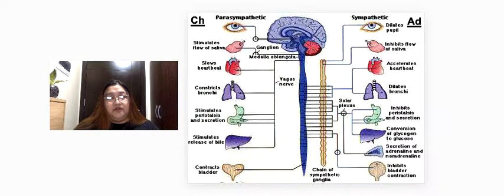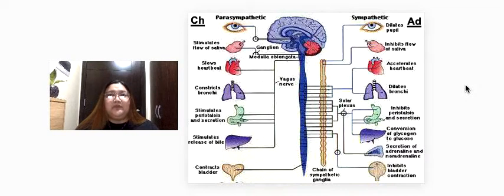figure. The left corner is your parasympathetic or cholinergic, while on the right corner is your sympathetic action or adrenergic action. So, para, this is what the nervous system orders our body to do during normal functioning, while the sympathetic orders the body organs to function during times of stress. Let's begin with the eyes. During parasympathetic function, the eyes constrict, while during sympathetic action, the eyes dilate.